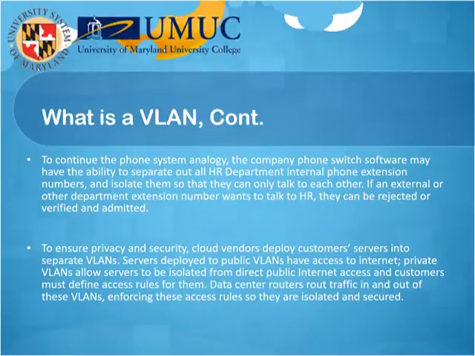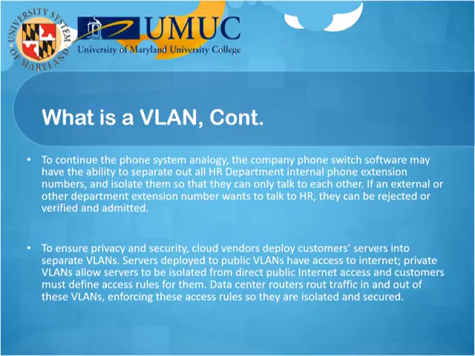To continue with the phone system analogy, the company phone switch software may be able to separate out all HR department internal phone extension numbers and isolate them so that they only talk to each other. If an external or other department extension number wants to talk to HR, they can be rejected or verified and admitted. To ensure privacy and security, cloud vendors deploy customer servers into separate VLANs.